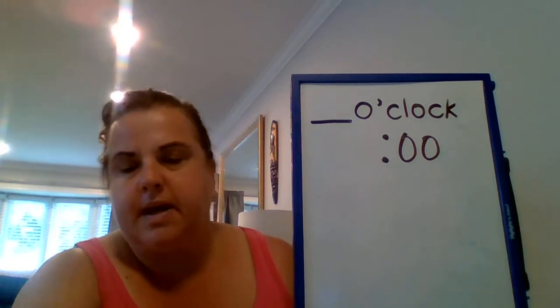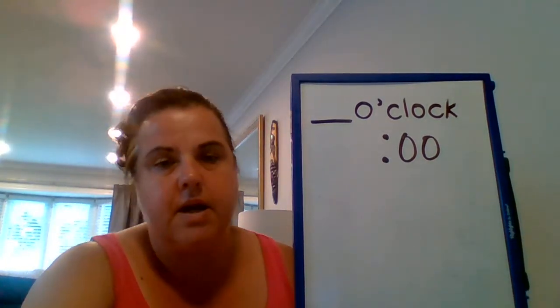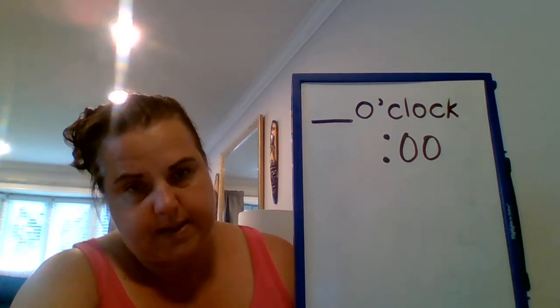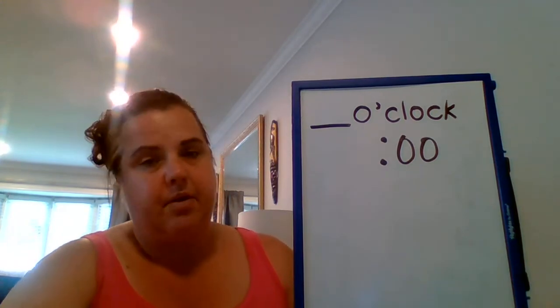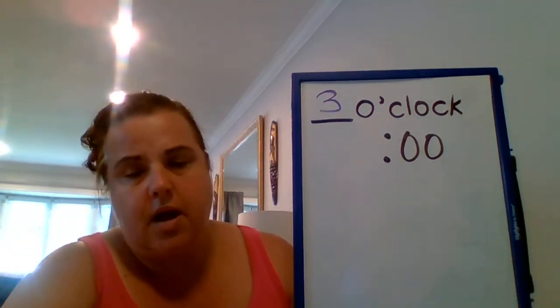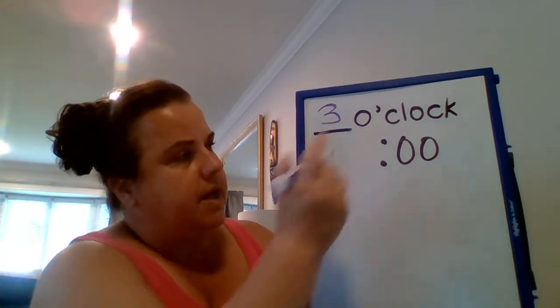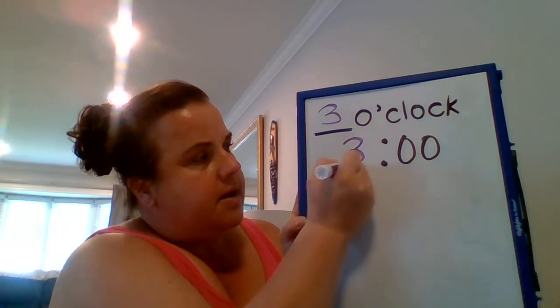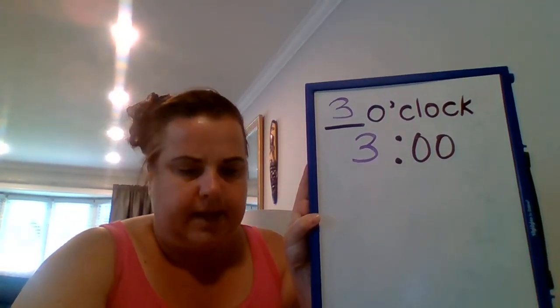You've probably heard mommy and daddy say it. You've heard me say it a million times. It's 3 o'clock, it's 2 o'clock, it's almost 5 o'clock. O'clock can be written in two ways. You can either write the word o'clock and you would put the number in front of it, for instance, 3 o'clock, or you can also write it with 2 dots and 2 zeros. Okay, and I would put the 3 here. So 3 o'clock.